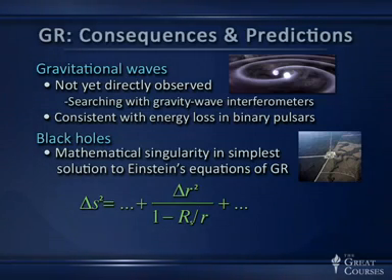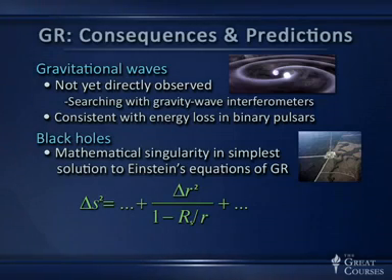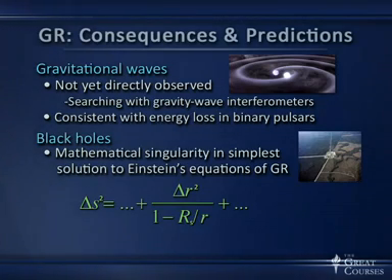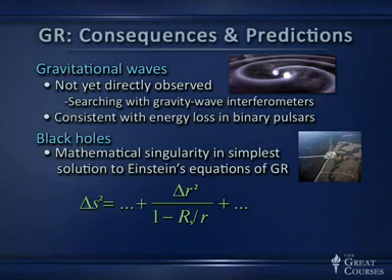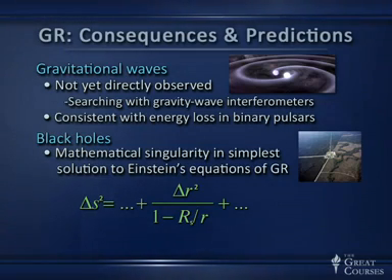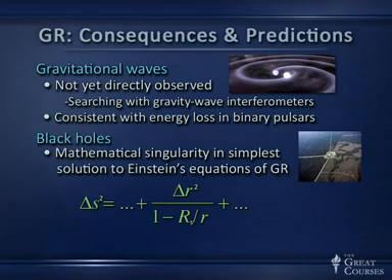terms involves the radial distance, and it's divided by this 1 minus r sub s over r. And that r sub s is a constant associated with the mass of an object. And if the radius gets small enough that that quantity in the denominator becomes zero, there's a singularity. The equation blows up, and we want to understand what that means. But that's where black holes originate, and I'll have a little more to say about that.